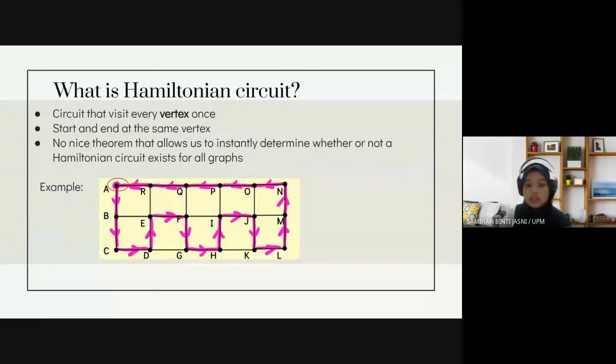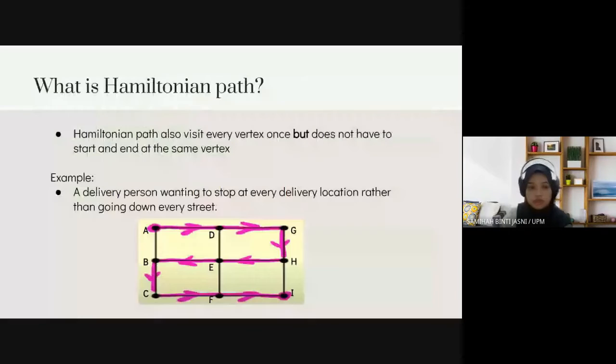Let's look at this example. We can see that it starts at vertex A, and then it visits vertex B, vertex C, D, E, F, G, H, I, J, K, L, M, N, vertex O, P, and then Q, and then R, and it goes back to vertex A. There's no nice theorem that allows us to instantly determine whether or not a Hamiltonian circuit exists for all graphs.